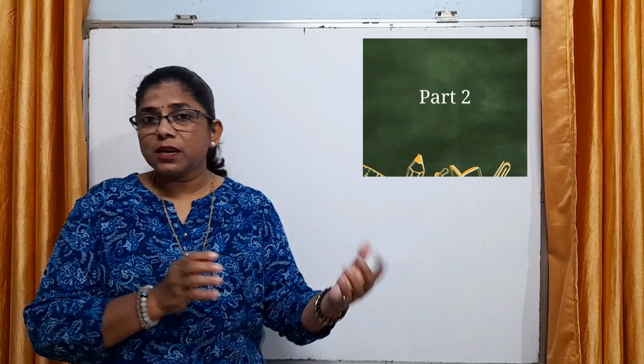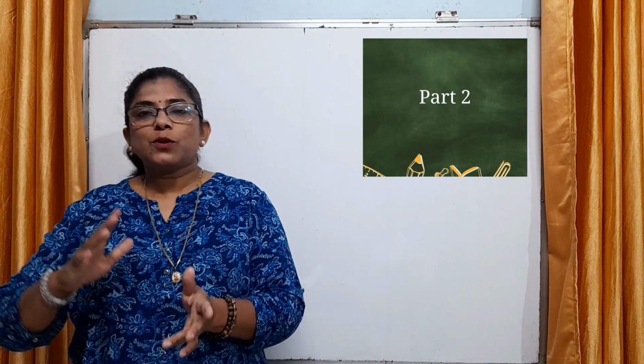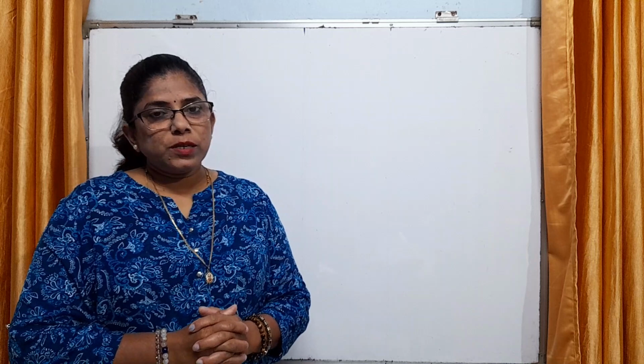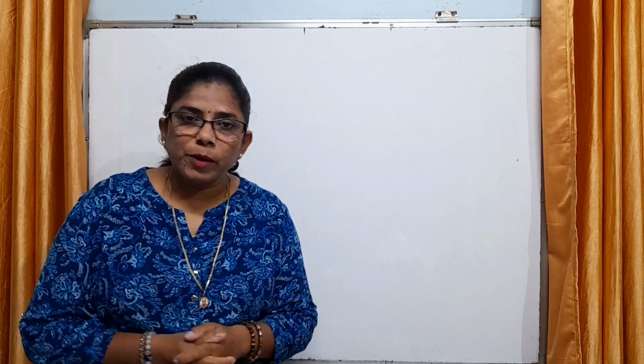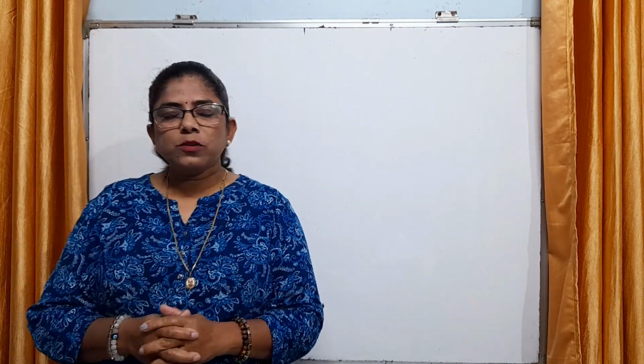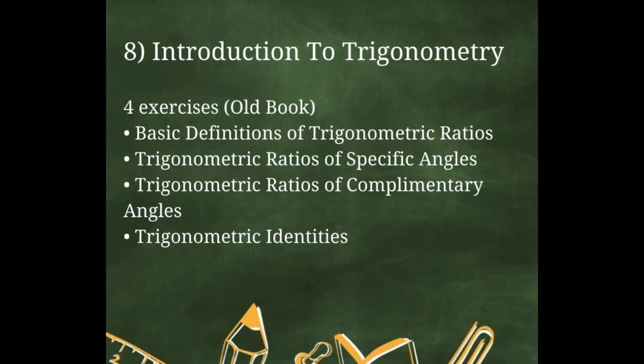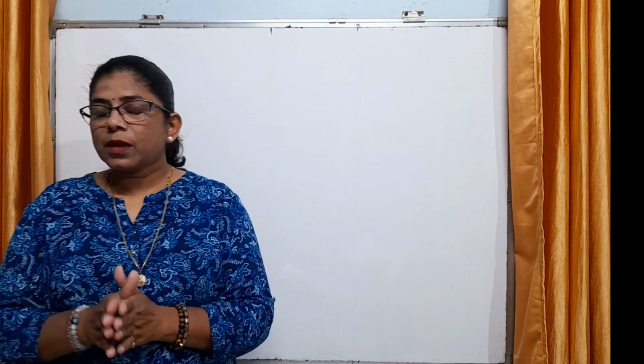So 7 chapters are covered in part 1 and 7 chapters are going to be there in part 2. The first chapter of your part 2 is Introduction to Trigonometry. So in your old book, altogether there were 4 exercises which were based on the concepts like basic meaning of these trigonometric ratios, trigonometric ratio of specific angles, trigonometric ratio of complementary angles, and trigonometric identities.